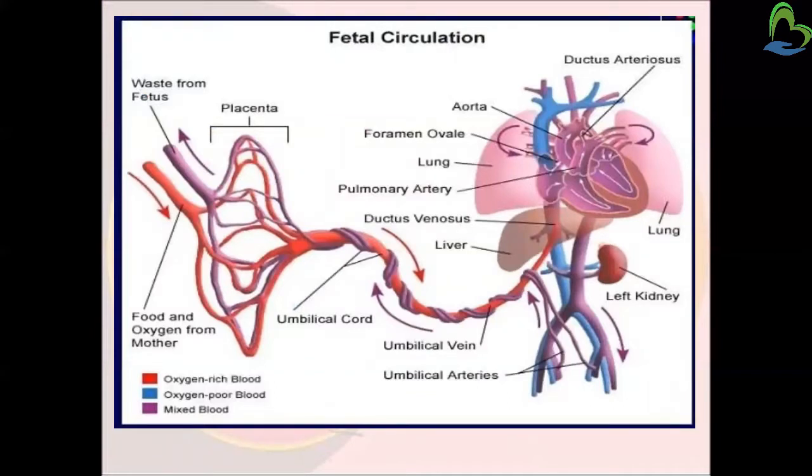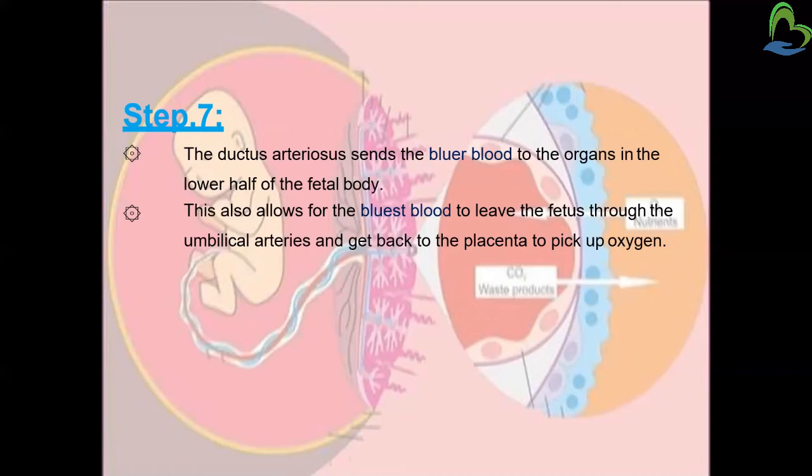Easy to understand. These are all steps of the fetal circulation. In the 7th step, the ductus arteriosus sends the pure blood to all organs of the fetal body and the lower half of the fetal body. This also allows the bluest blood to leave the fetus through the umbilical artery and get back into the placenta to pick up the oxygen. Now the blood is purified from the oxygenated.